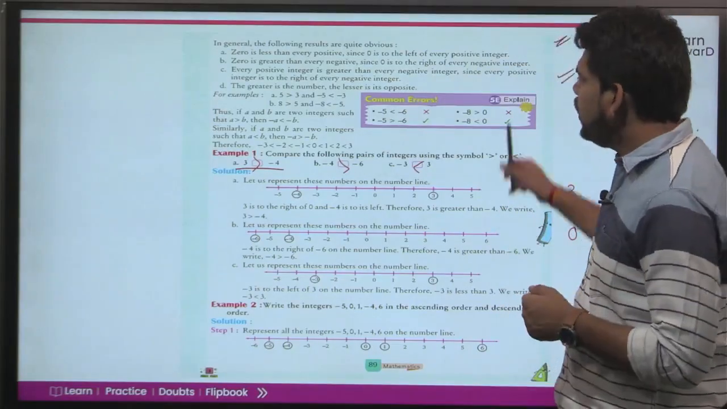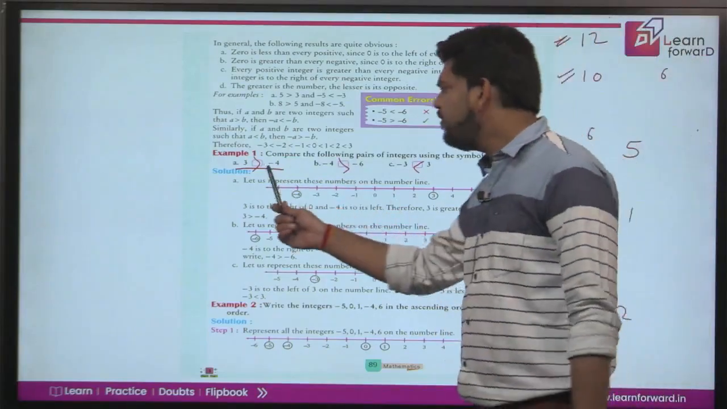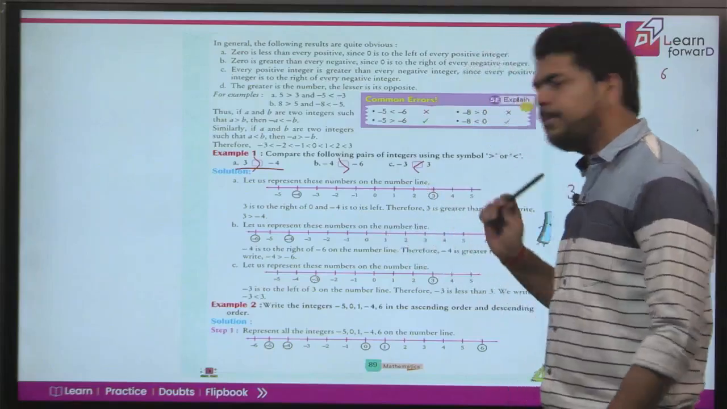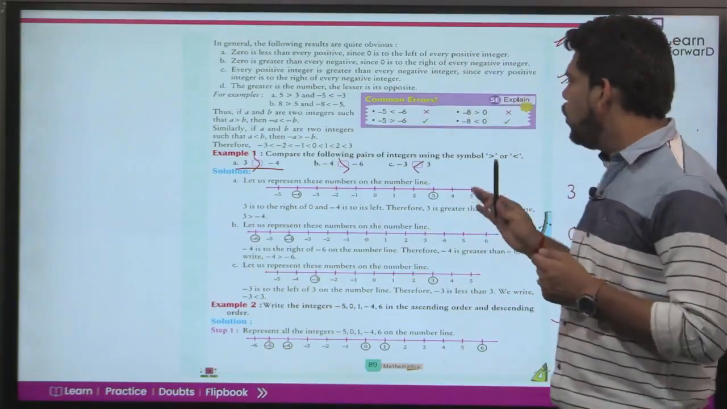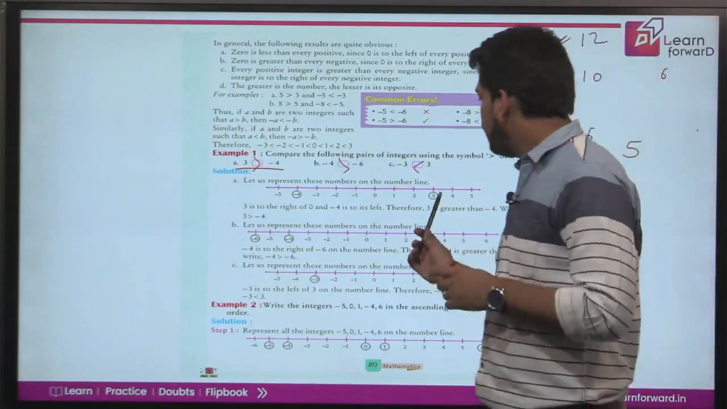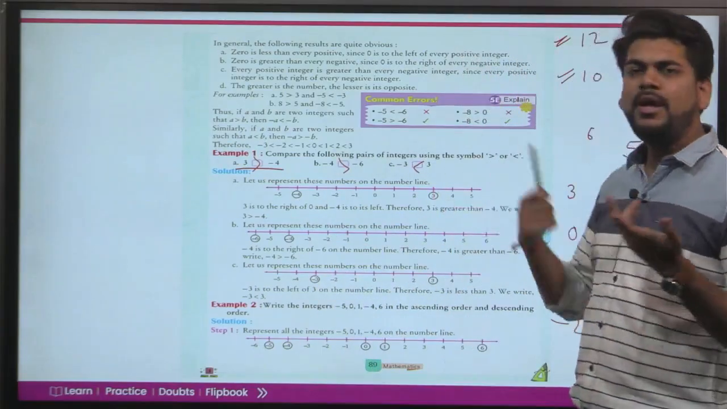You can do this question by putting the numbers on the number line as well. They have put -4 on the number line, and they have put 3 on the number line. Now we see which number is on the right side, 3 or -4. It is 3, so 3 will be greater.